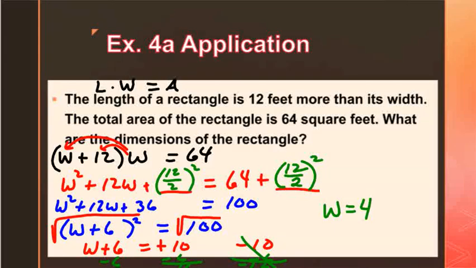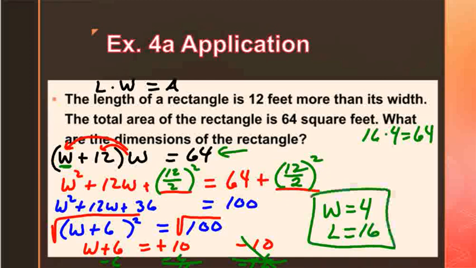So now I put my 4 back into this W here. 4 plus 12 is 16. So the length has to be 16. And I can check my answer by taking 16 times 4. That does give me 64, which is what I had here as my area. So these are the dimensions of the rectangle.